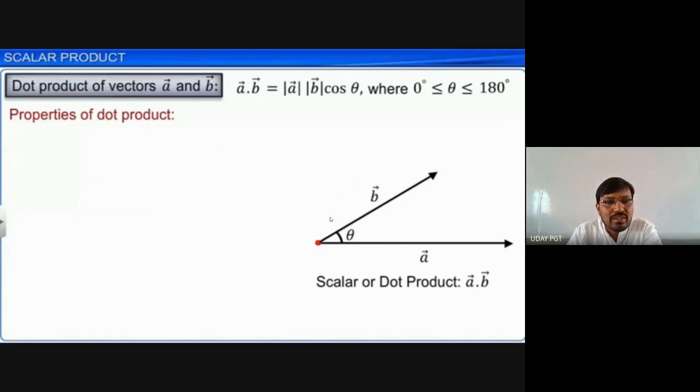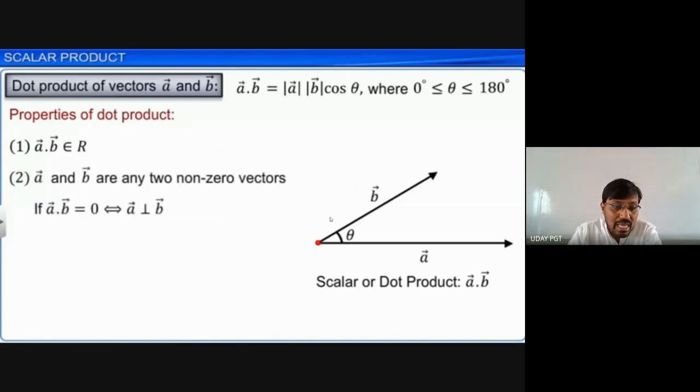So the main point about the dot product whenever you are considering it: a bar dot b bar, the dot product of two vectors, is compulsorily a real number, which we call a scalar. You need to remember this. How do we find the dot product? We will learn it. And if the dot product of two vectors is 0, it means the two vectors are perpendicular to each other.